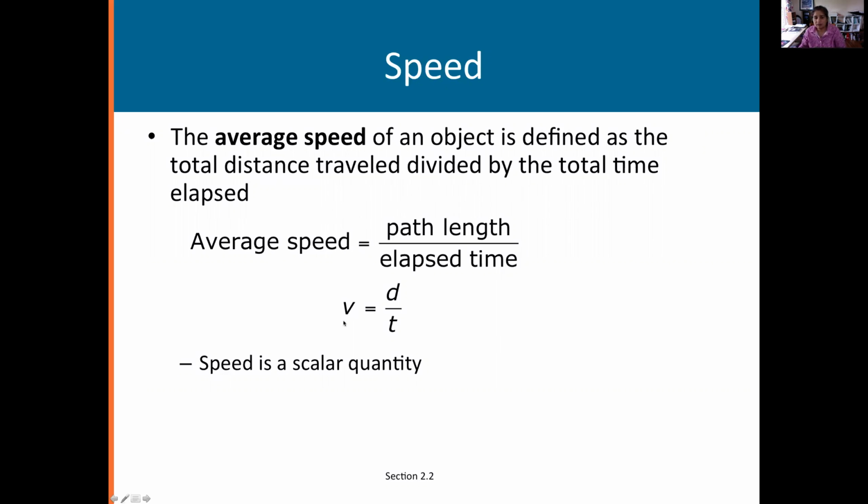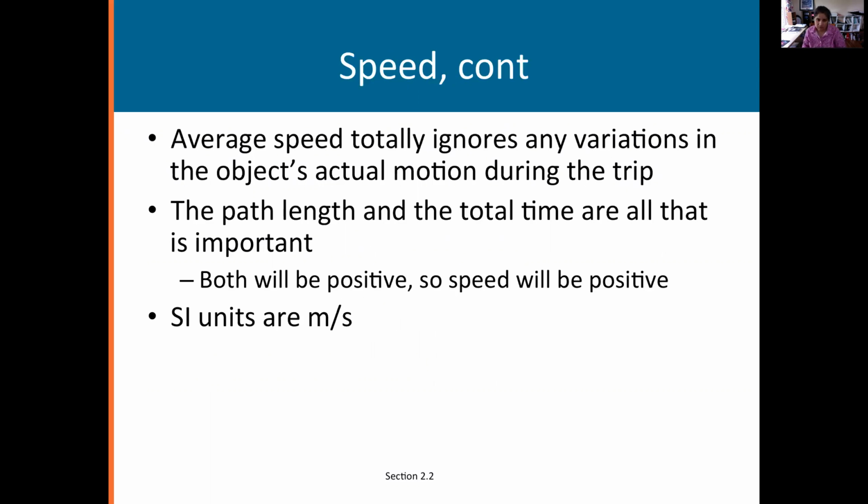So we might write this as v equals d over t, where d is the total distance for the path length, t is the time elapsed, and v, note that this is not a vector quantity, does not have an arrow, is not in bold. So that's just the average speed. It's the magnitude of the velocity. So speed is a scalar quantity. It's going to be given by this number here, along with some units. It might be miles per hour. It might be meters per second. Okay, in the SI unit, it's going to be meters per second.